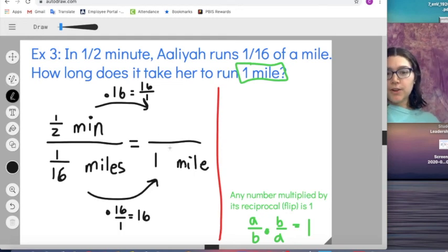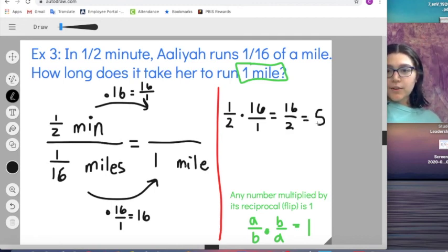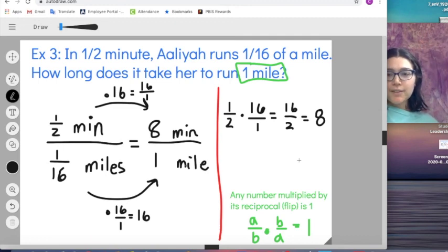Then I need to do that to the numerator as well. Whenever I do the denominator, I have to do the numerator for equivalent fractions. So here I have 1/2 times 16, or 16 over 1. Now let me multiply straight across. 1 times 16 is 16. 2 times 1 is 2. And I get 16 divided by 2. 16 divided by 2 is 8. Thus, it's going to take 8 minutes to run 1 mile, which is a pretty good running time.